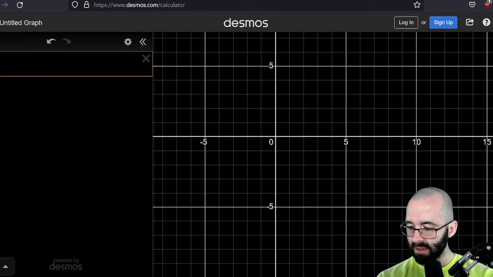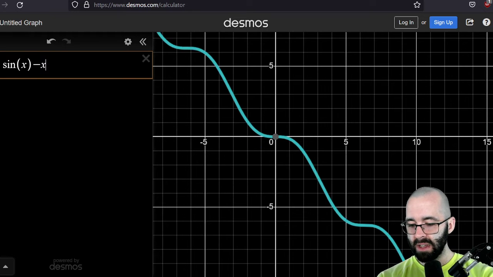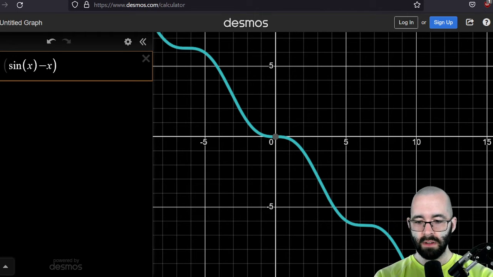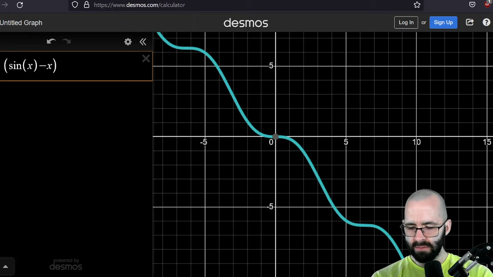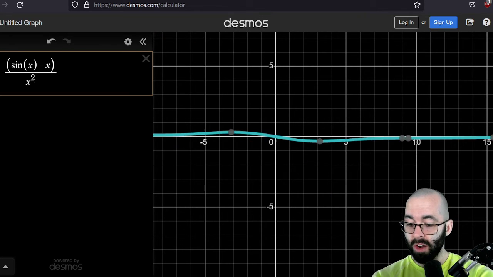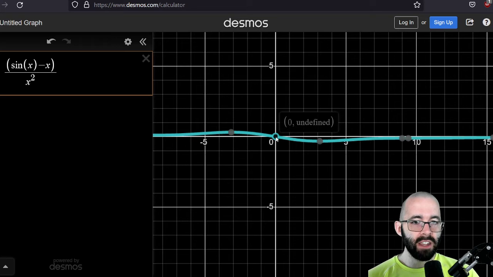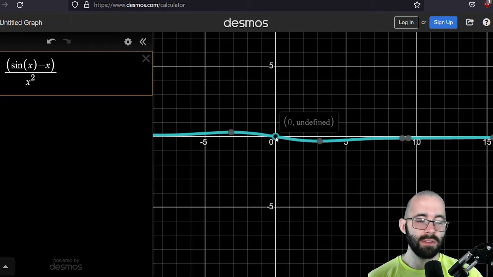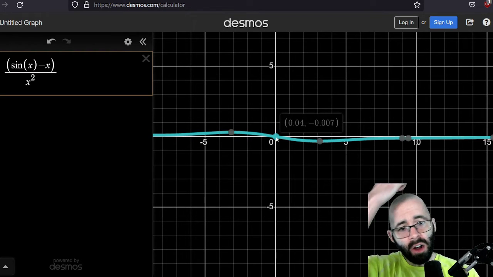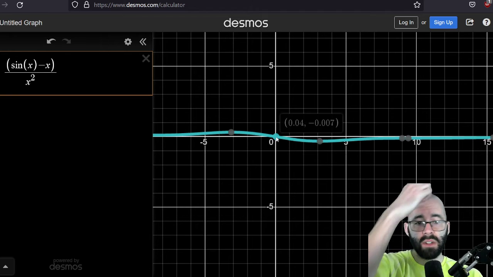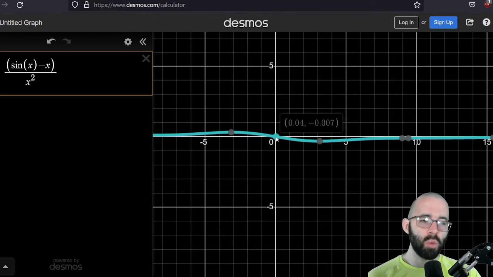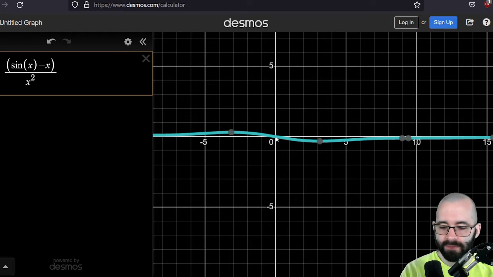Let's see that. Sine of x minus x, all divided by x squared. As x gets close to 0, look at that function value. Function value is getting really close to 0 at this hole. Notice that all of these have been removable discontinuities, except when x is going to infinity.